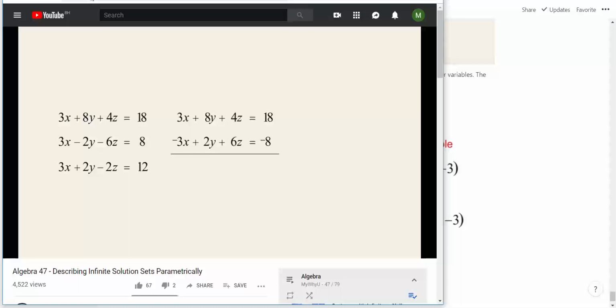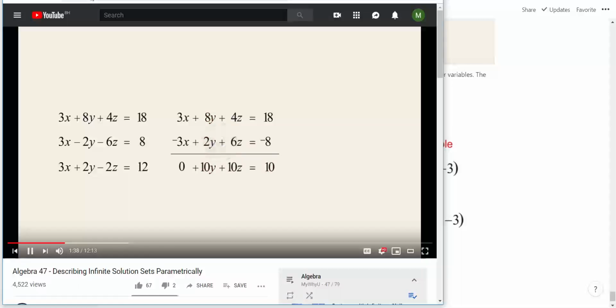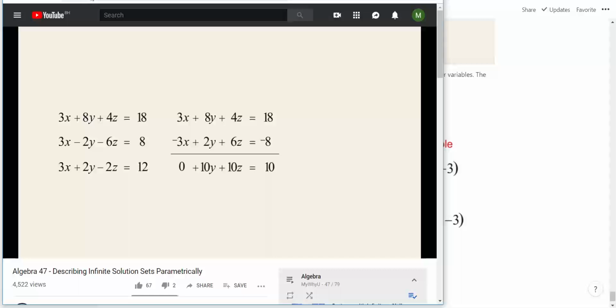Adding the equations, we get 10y plus 10z equals 10, or dividing by 10, y plus z equals 1. Now we pick a different pair of equations and eliminate the same variable x. This time, let's pick the first and third equations.